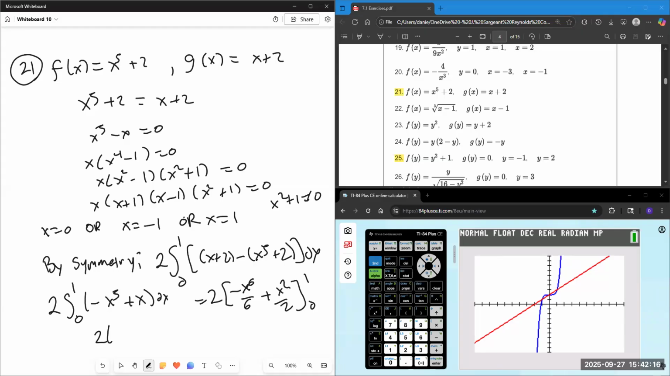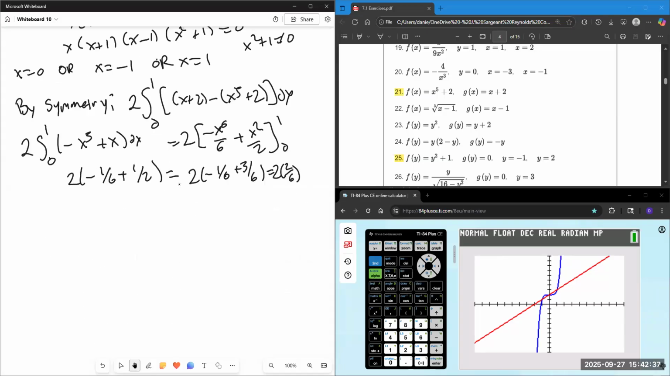So that's 2 times -1/6 plus 1/2, and then it's 0. So this is 2 times -1/6 plus 3/6 is 2 times 2/6 is 2 times 1/3 is 2/3. Final answer for 21. Let's look at 25.